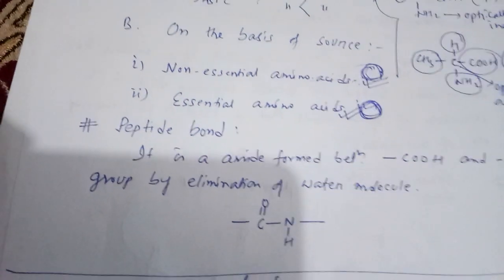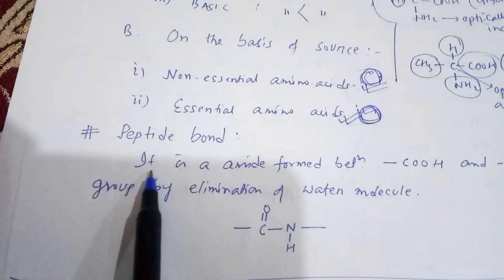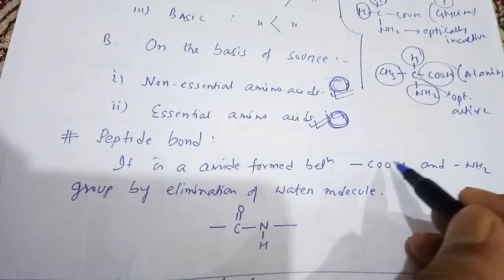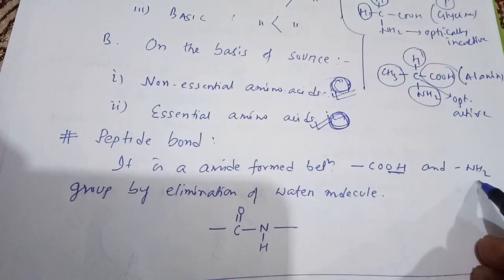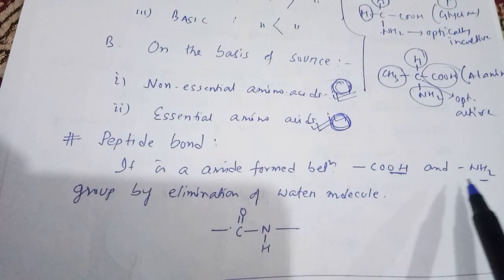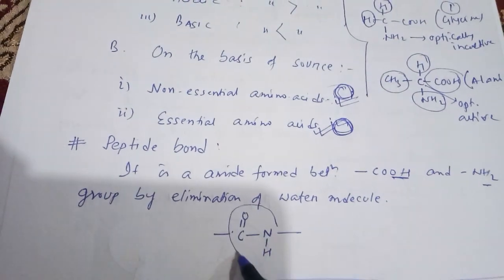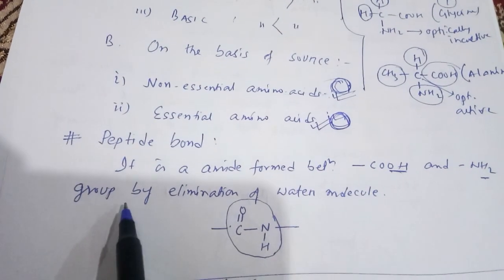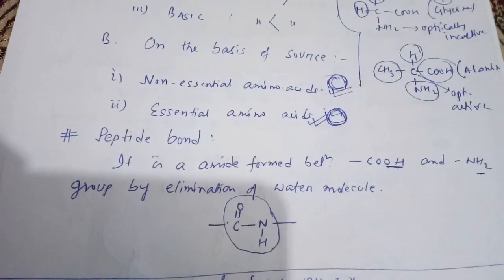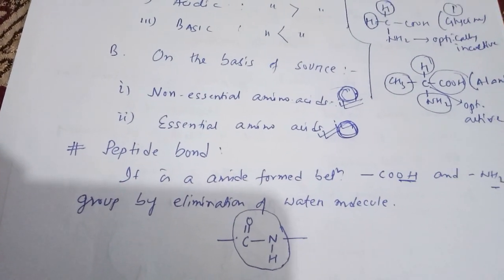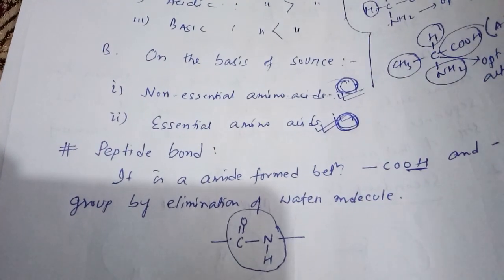The next topic is the peptide bond. It is the amide formed between a COOH group and an NH2 group. From the COOH group, if I take out OH, and from the NH2 group I take out one H, it is left with a CO group and an NH group. So this is the amide, formed by elimination of water. Now if two amino acids react and form an amide like that, this is called a peptide bond. Peptide bond also comes in the exam, so remember it.